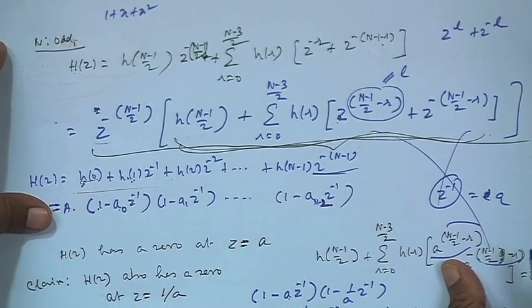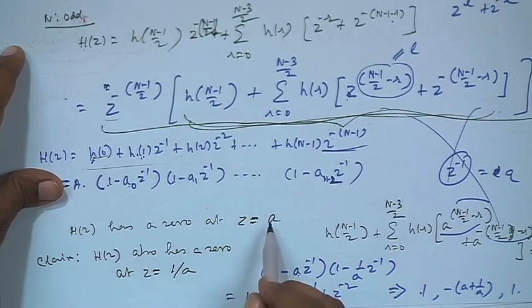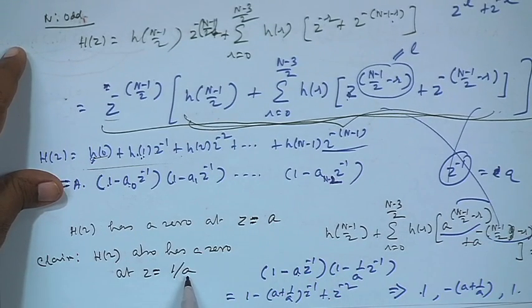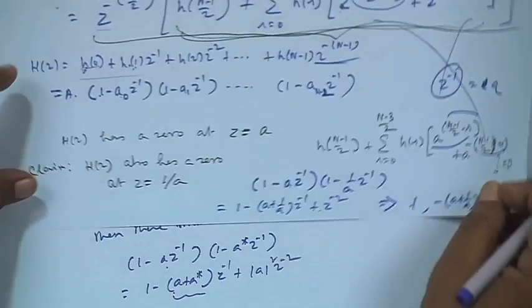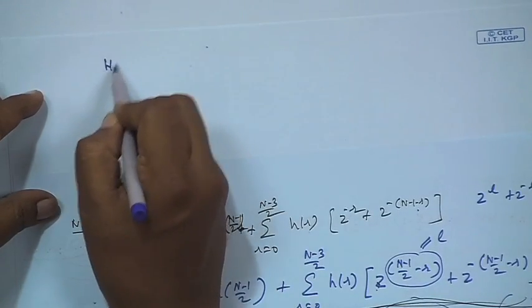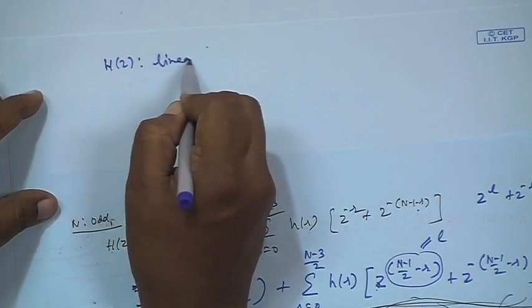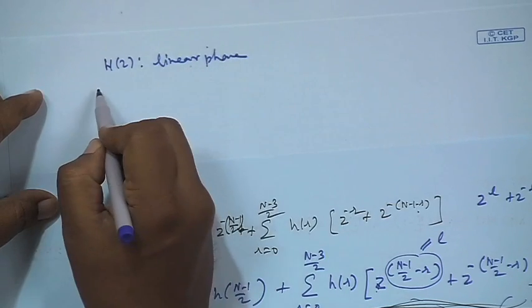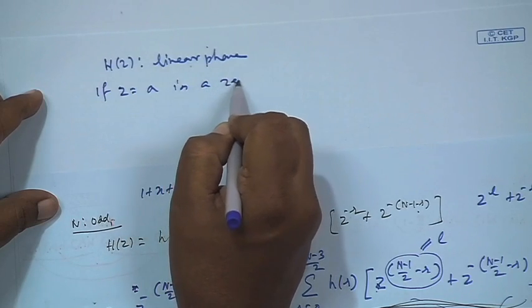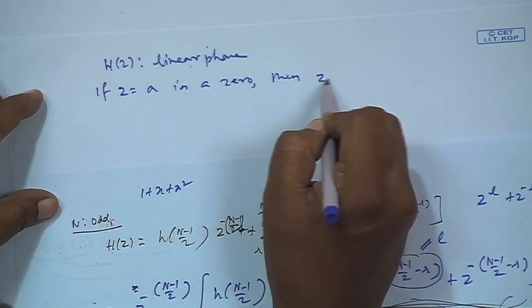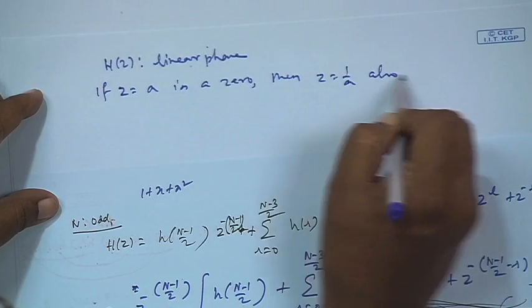Now, suppose I have got a linear phase system with real coefficients. So, I know if it has a root at A, from the linear phase property, it will have a root at 1 by A. But since coefficients are real, if A is complex, that is, given H z is linear phase, it means if z equal to A is a root, is a 0, then z equal to 1 by A is also a 0.